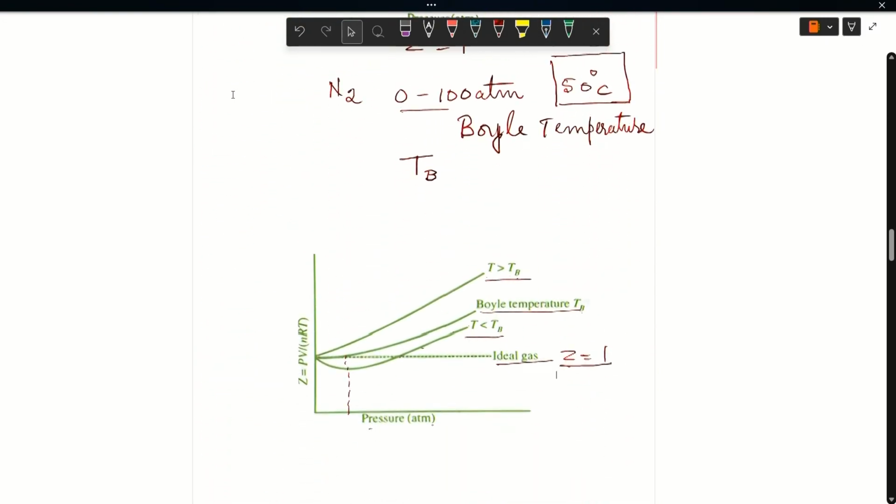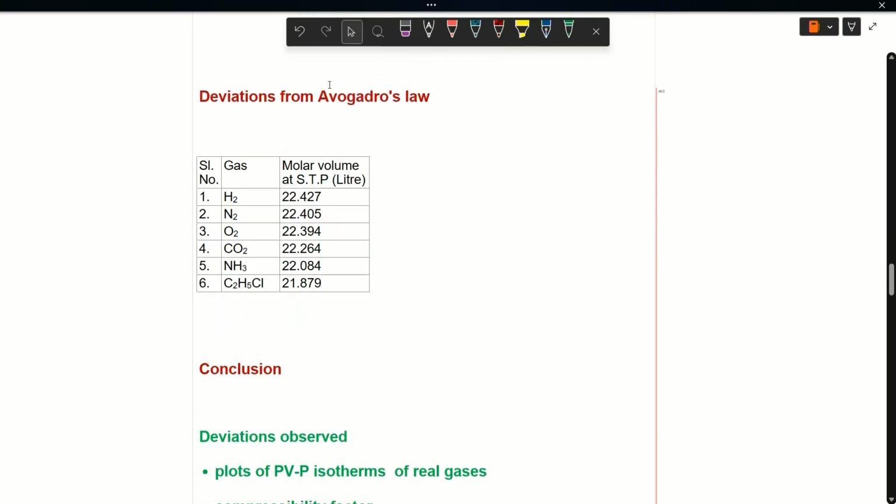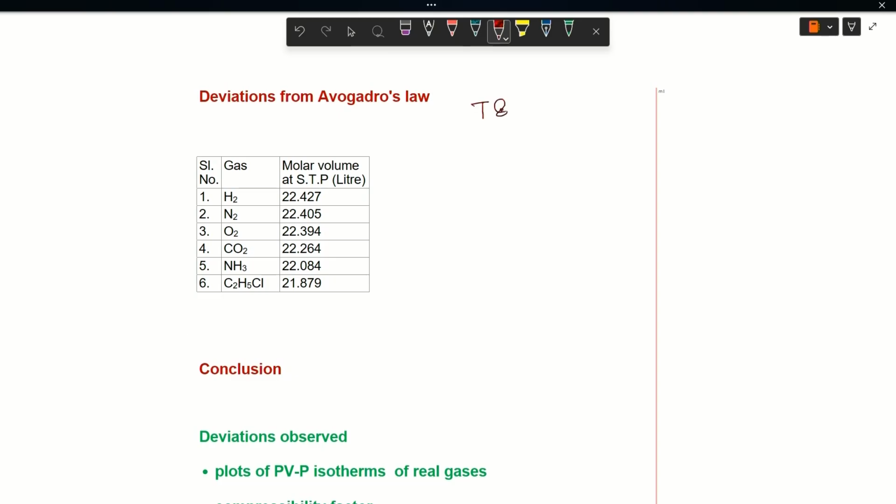Now, let us move on to the deviation from Avogadro's law. We know that from Avogadro's law, equal volumes of all gases at the same temperature and pressure, if pressure and temperature are kept constant, will have the same number of molecules. That is what we have from Avogadro's law. And we have a consequence from that.